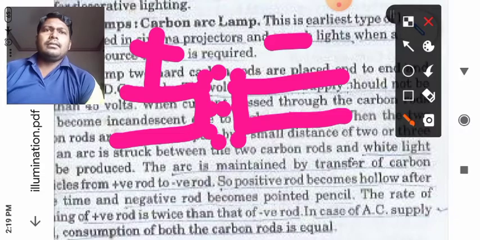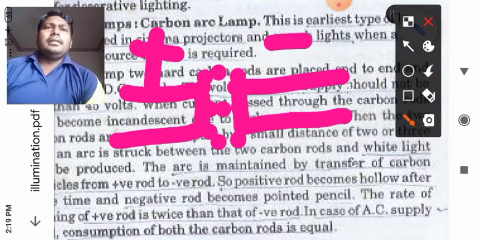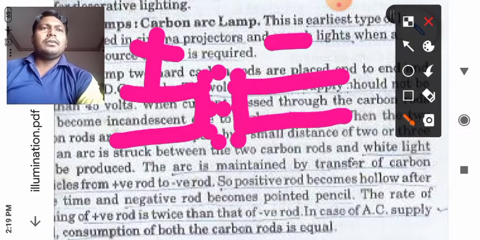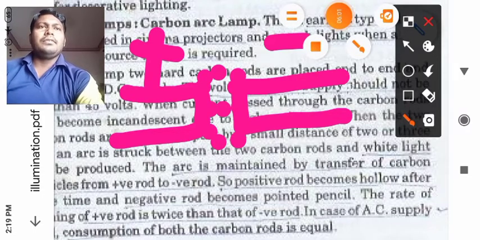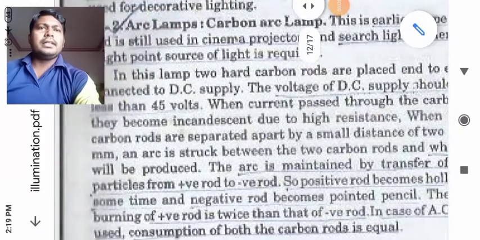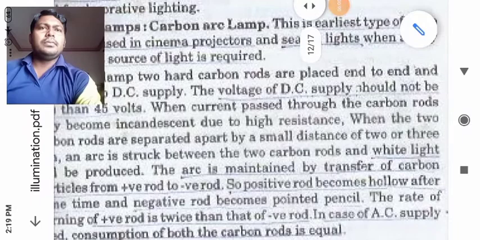As a result, the positive carbon electrode will slowly be reduced. I will also show you the diagram of what happens after a little while. This positive one becomes hollow inside. So what do we mean by hollow inside?